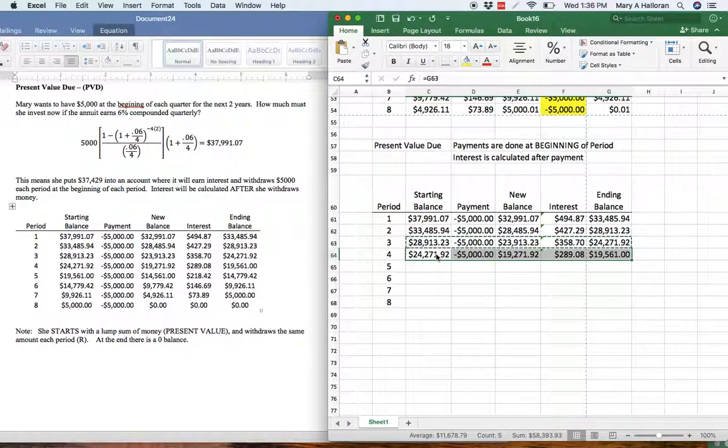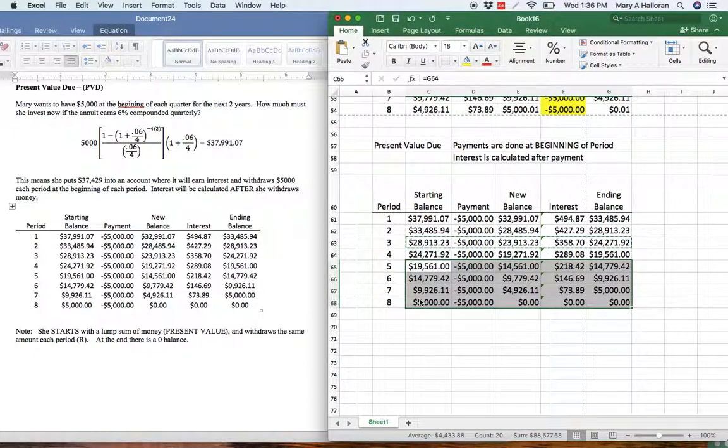For the fourth period, it gets rolled over. I pull $5,000 out. I'm down to $19,000 and change. I make a little under $300 in interest. I'm now up to $19,500. And I keep going until I get to the very, very end. Notice at the very, very end, I've got nothing. Once again, do you see the repeated amount was 5,000? That was my R.